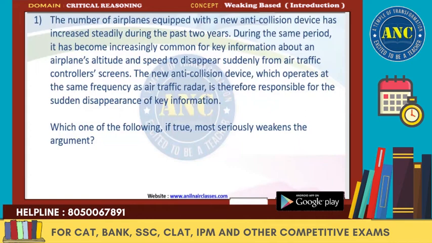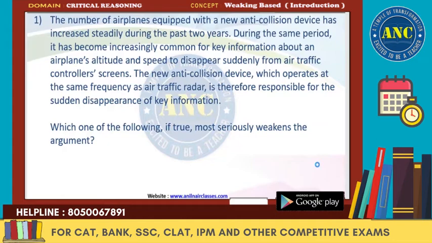The first example. The number of airplanes equipped with the new anti-collision device has increased steadily during the past 2 years. During the same period, it has become increasingly common for key information about an airplane's altitude and speed to disappear suddenly from air traffic controllers' screens. The new anti-collision device, which operates at the same frequency as the air traffic radar, is therefore responsible for the sudden disappearance of key information. Which of the following, if true, most seriously weakens the argument?